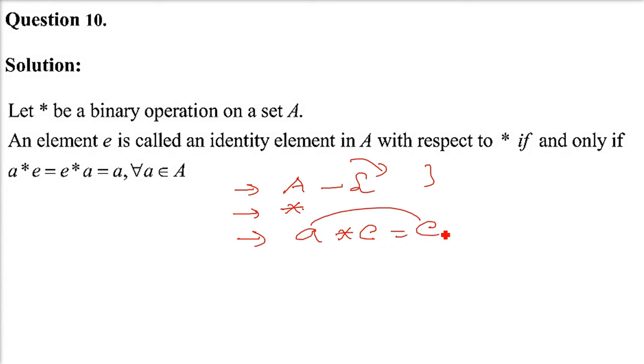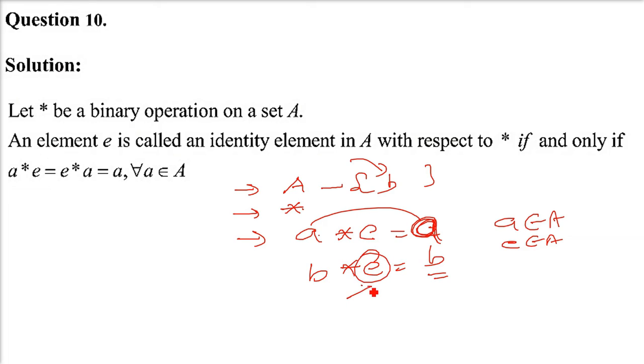A should come, not E. I'll just change it. So a belongs to capital A, that is the set. E also belongs to the set. So when we operate a with e, a should come. This is similar with b also. If I take b, b star e should be equal to b. That is why e is called the identity element, because it is like a mirror. It will give you the same value back. Normally for plus the identity element is 0, for multiplication it is 1.